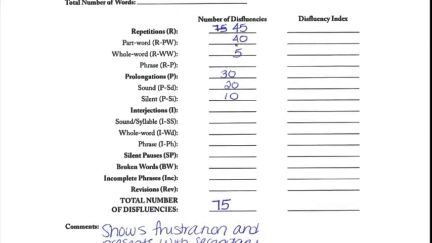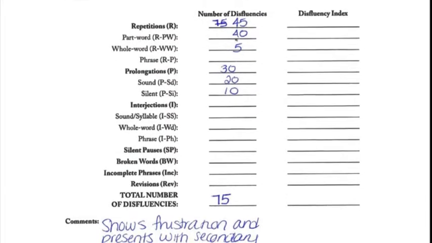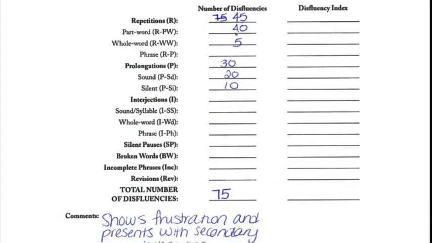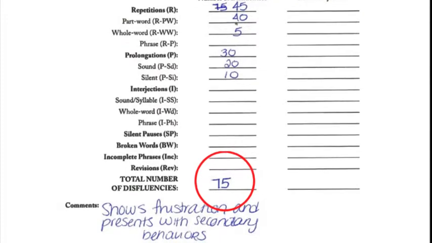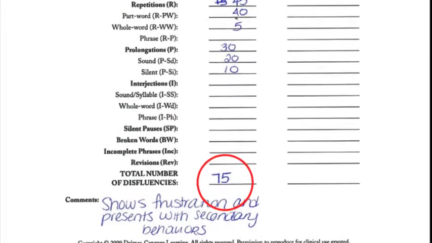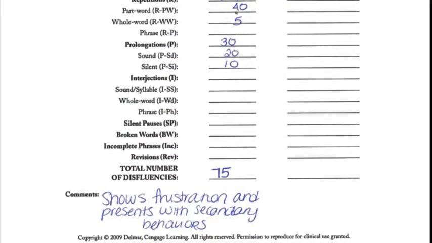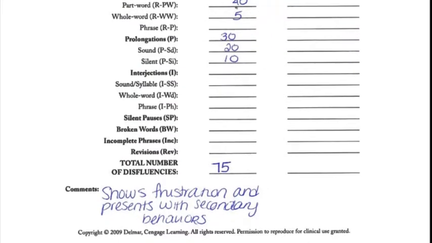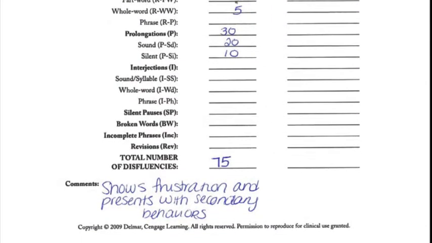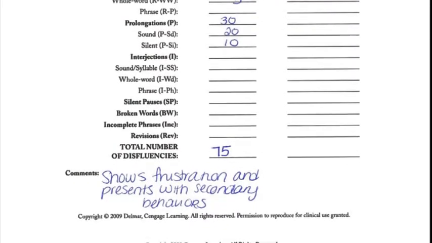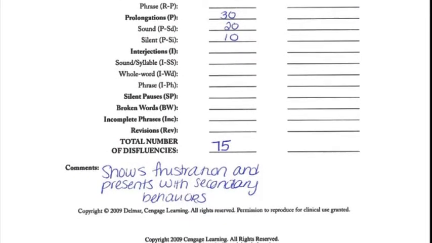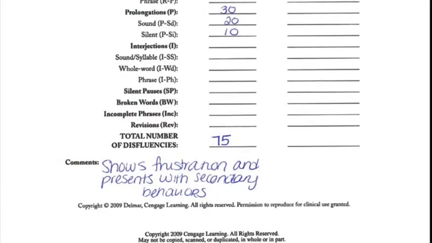When calculating the total disfluency index, the clinician must first count the number of words in the sample. The clinician will then count the number of total disfluencies. Finally, the clinician will divide the total disfluencies by the total number of words. This will leave the clinician with a decimal, which then has to be converted into a percentage in order to obtain the total percent of disfluencies in the sample.